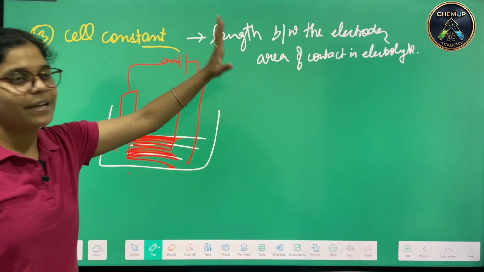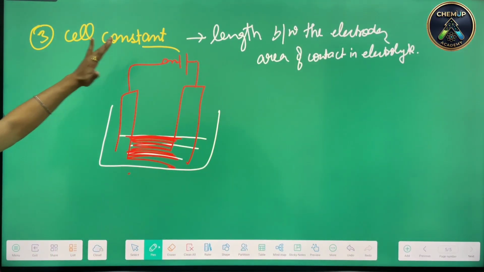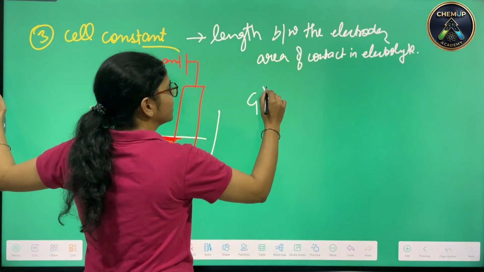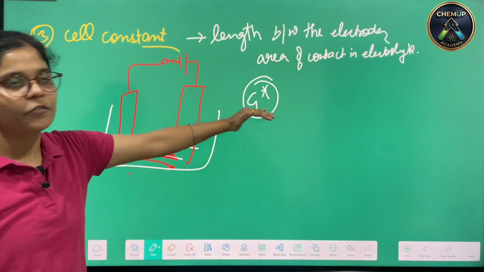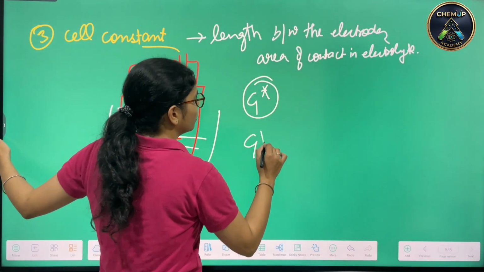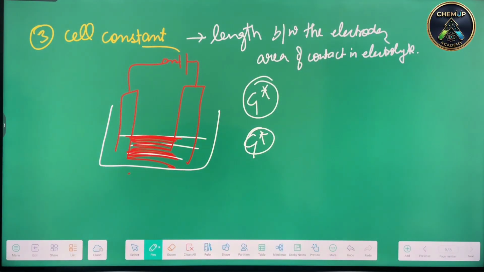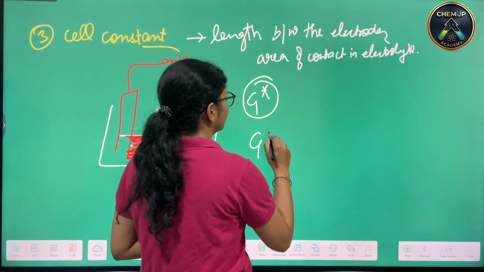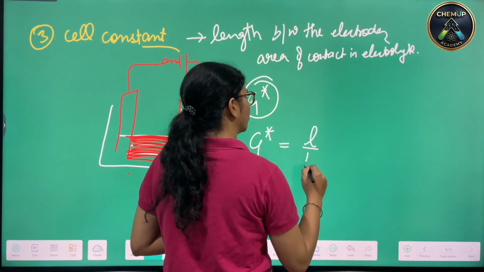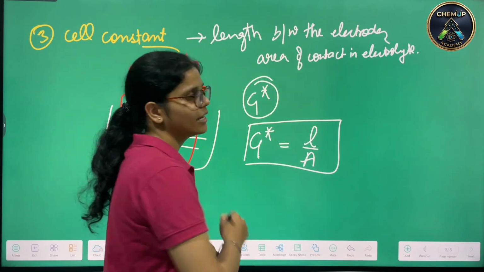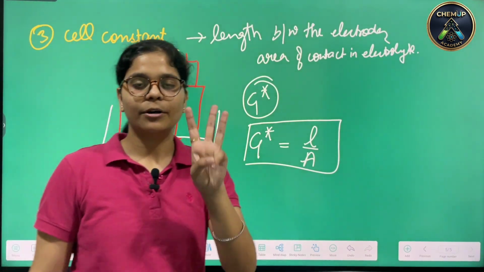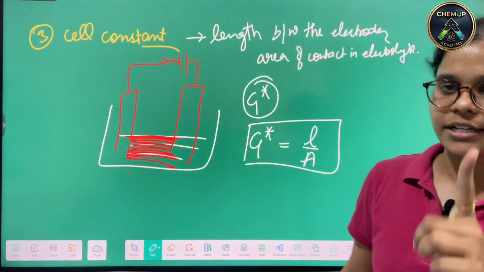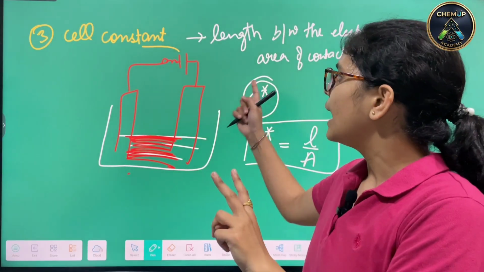So this is basically cell constant, which is usually represented in terms of this. This is how we represent it. And if we talk in terms of formula, this will be your formula for cell constant. So we have studied the three terms, that is resistivity, conductivity and cell constant.